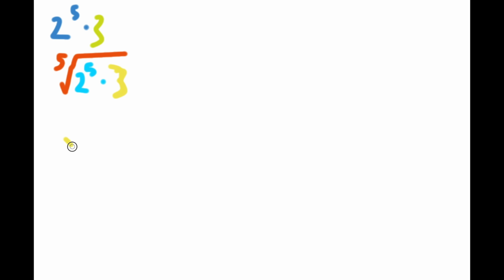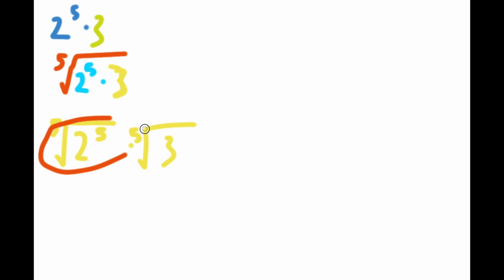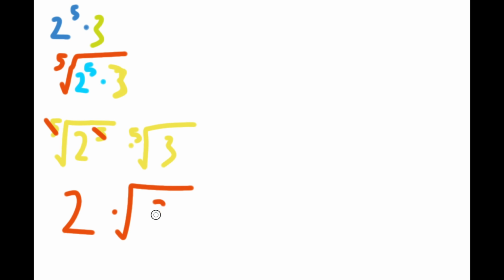Well, this can be turned into the 5th root of 2 to the 5 times the 5th root of 3. Now, why does this matter? Well, as you can see here, there's a 2 to the 5 and there's a 5th root. How does this simplify? It simplifies into just 2, because the 5 here and the 2 to the 5 here cancel. So you're just left with 2 times the 5th root of 3.